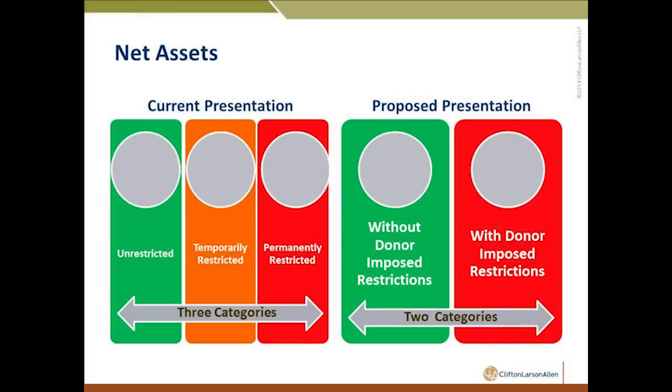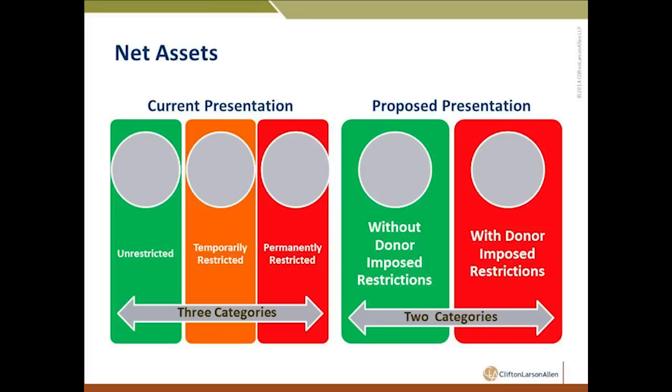So their proposal, after going through many iterations of saying, let's maybe categorize some as restricted for capital, restricted for debt requirements, is their proposal will contain 2 categories. So we're going to go from 3 to 2. Without donor restrictions and with donor restrictions. So they're hoping that will be less confusing. I don't know that it solves the liquidity question, but again, those are the 2 categories.